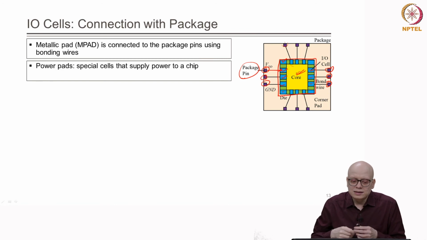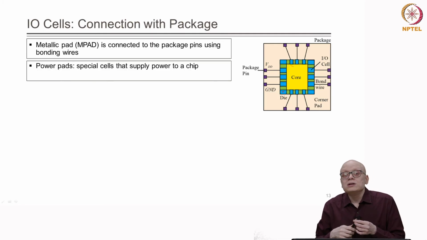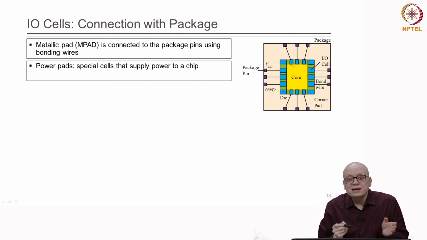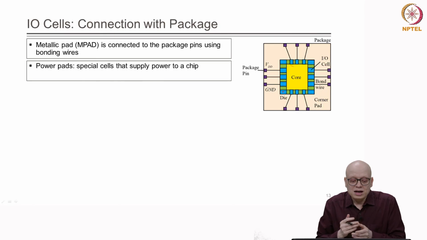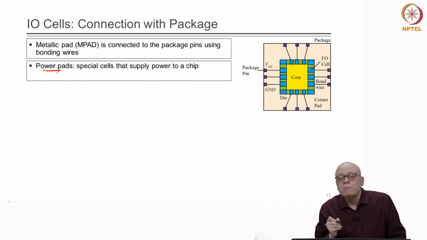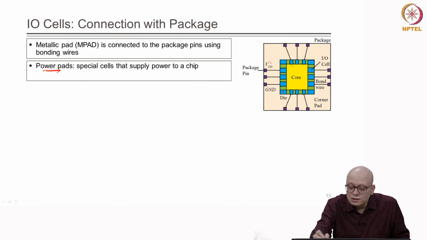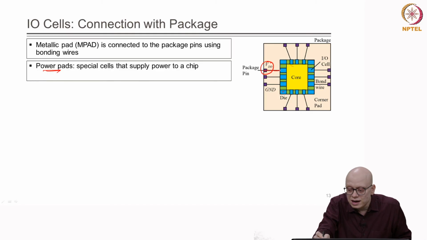Now, there are some kinds of IO cells which serve the purpose of bringing power and ground lines to our circuit, and those are known as power pads. Power pads are special cells that supply power to a chip. For example, this is the pin of a chip which is VDD. From here the power is coming and this will go to this IO cell, and this IO cell will be a power pad. Similarly, there will be a ground pad, for example, this one.